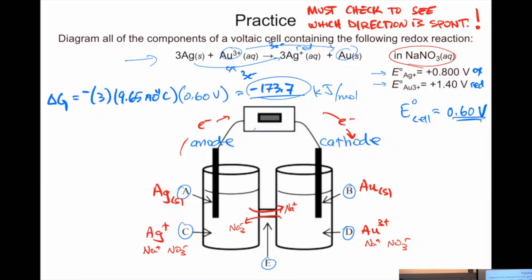All right. This is going to read plus 0.60 volts. And if it reads negative 0.60 volts, what does that mean? It means the way you hooked it up is non-spontaneous. So you have to switch the electrodes. Okay. The magnitude will be the same.